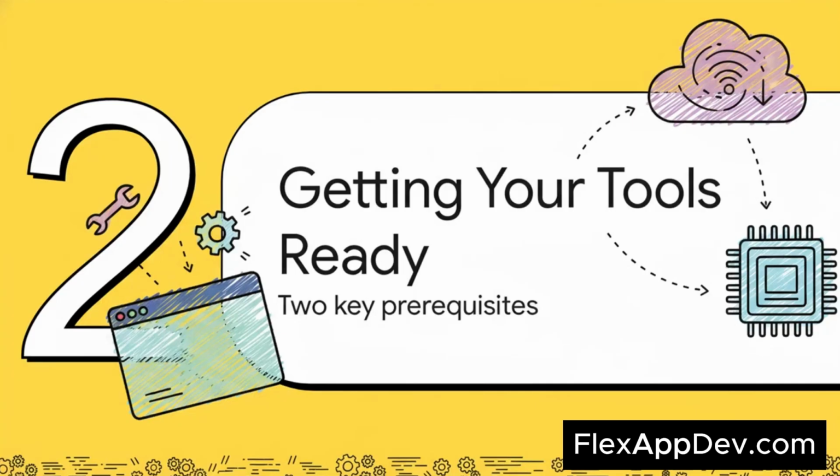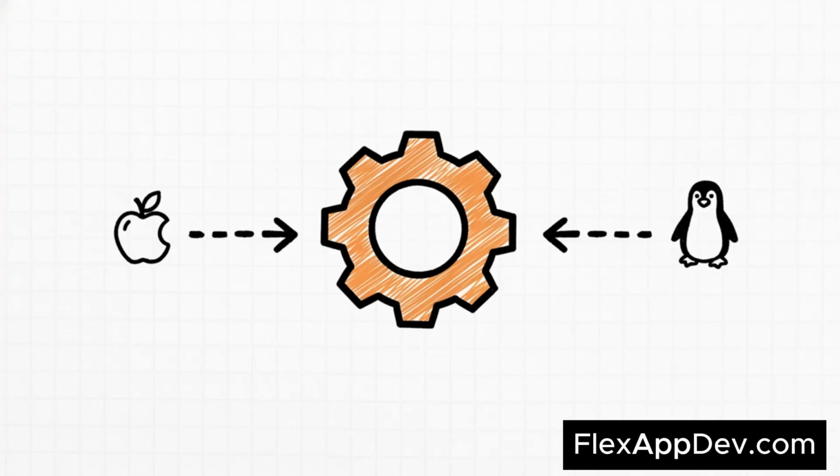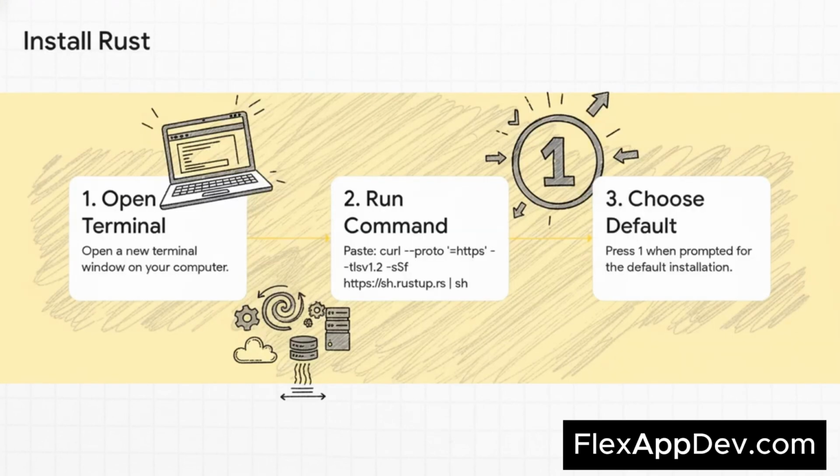Before we dive into the main installation, there are just two key things you're going to need to have in place. First up, you'll need Rust. Now, if you don't have the Rust toolchain installed already, don't worry, the command we're about to show you will take care of it on most Mac and Linux systems. So just run this command right here in your terminal, and when it asks you what to do, just hit 1 for the default installation. And that's it. Prerequisite number 1 is handled.